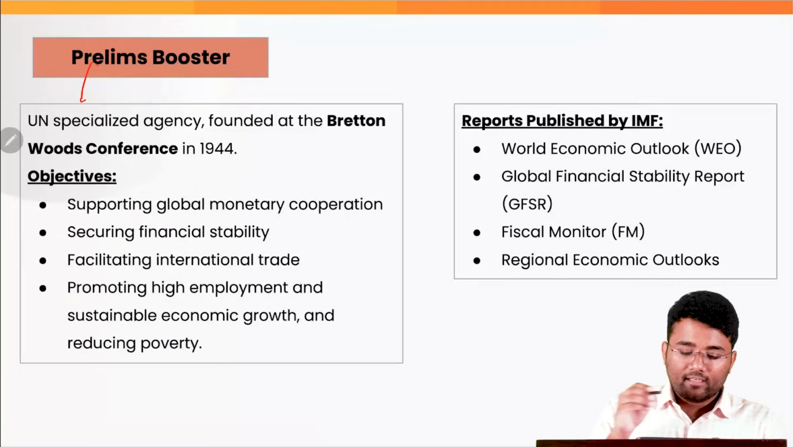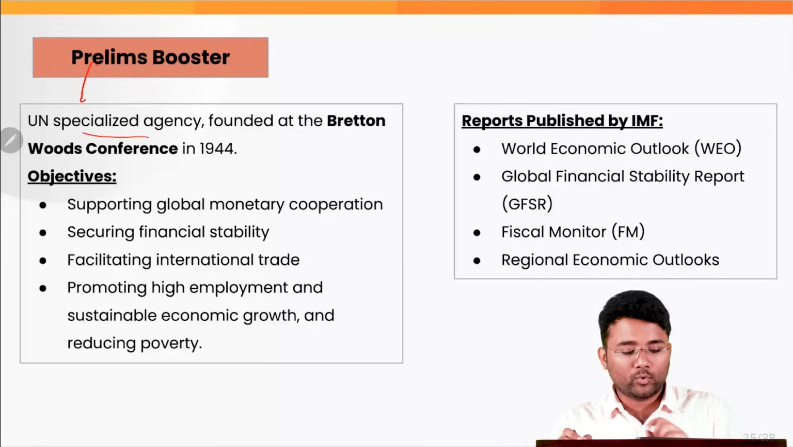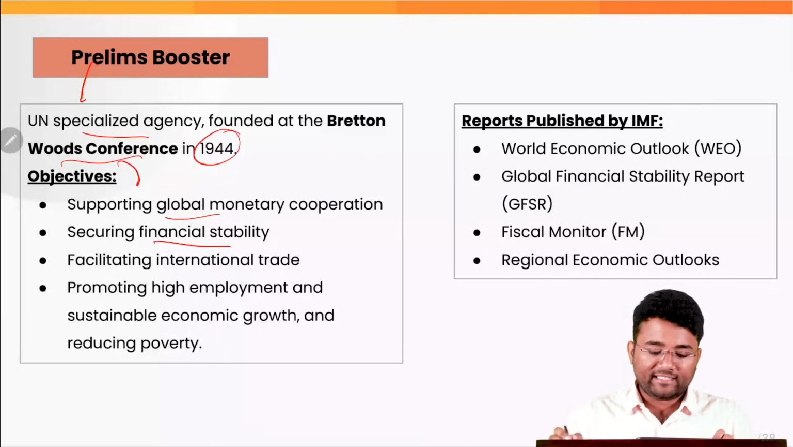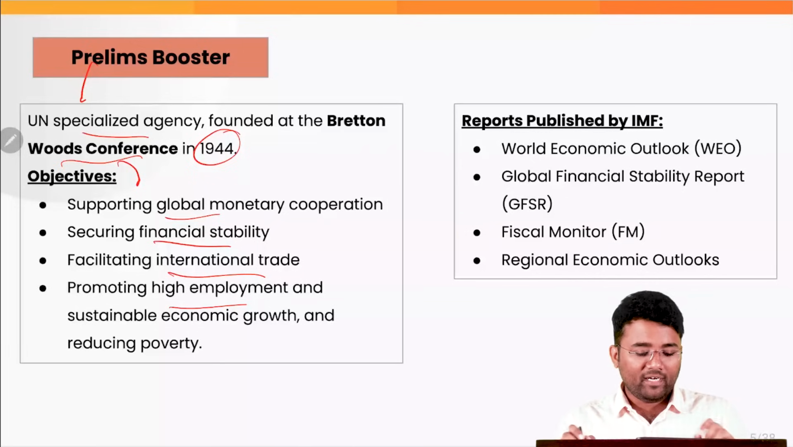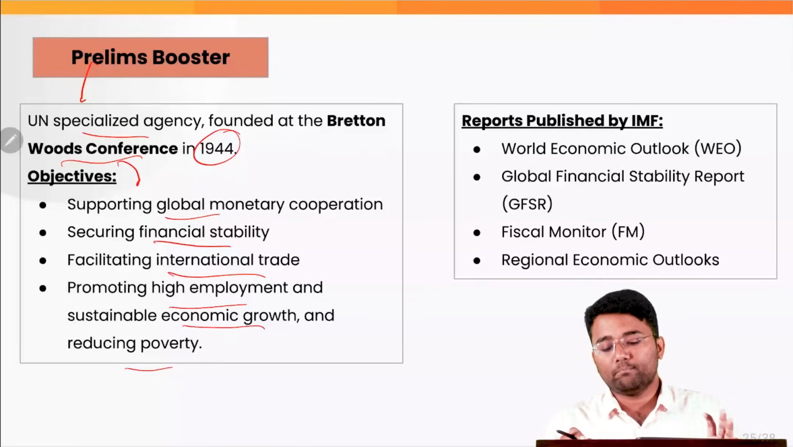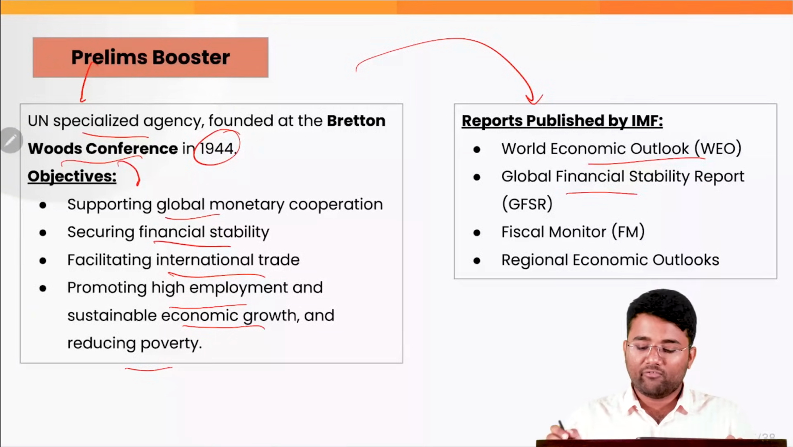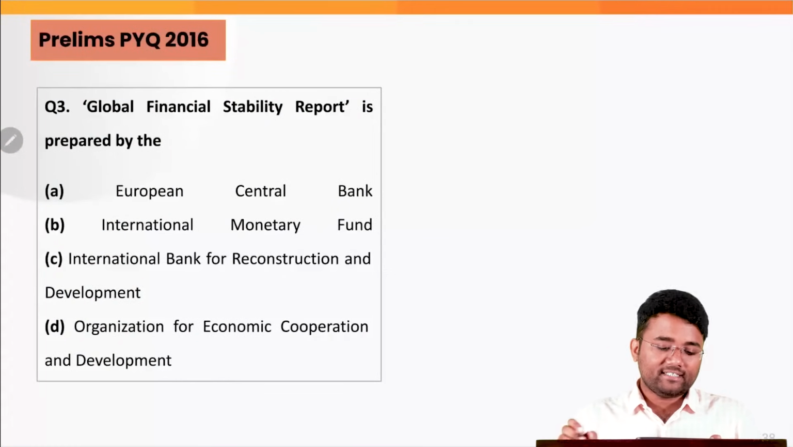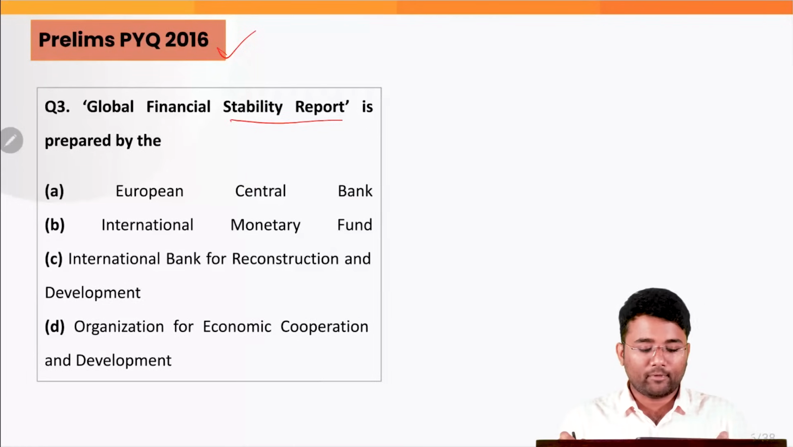If you talk about the prelims booster section, the IMF, which is a UN specialized agency, was founded by the Bretton Woods Conference in 1944, and its objectives are supporting global monetary cooperation, securing financial stability, facilitating international trade, promoting high employment and sustainable economic growth, and reducing poverty. There are various reports published by the IMF: World Economic Outlook, Global Financial Stability Report, Fiscal Monitor, and Regional Economic Outlook. There is a prelims question that was asked in 2016, that the Global Financial Stability Report is prepared by.